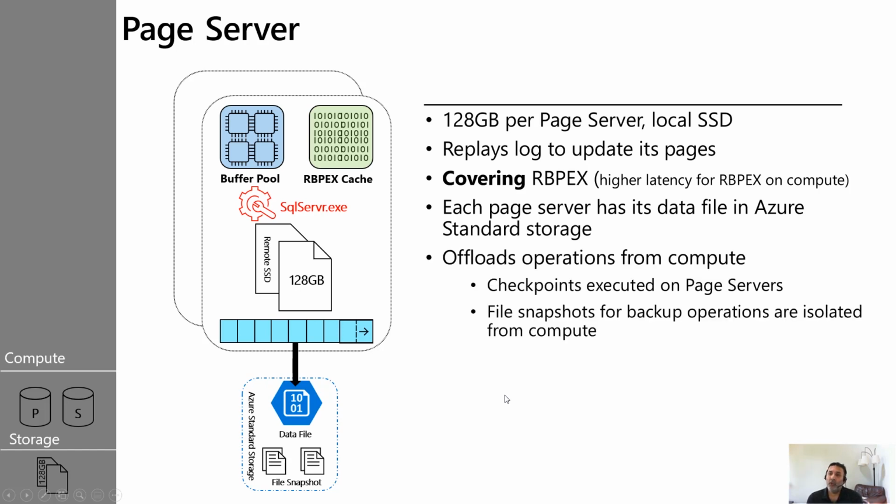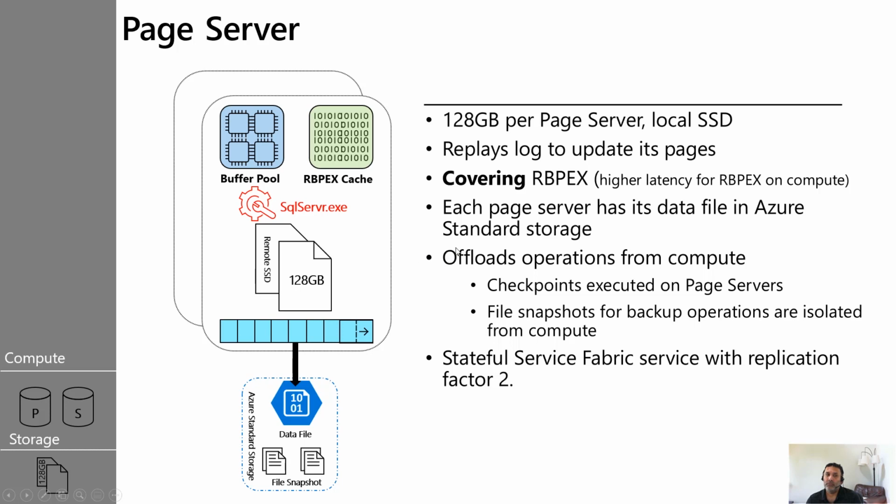The page server offloads some of these computations such as checkpoints. Checkpoints are executed on page servers, not on compute, because the compute does not write to page servers directly. Similarly, backups are done with file snapshots of the files on Azure Standard Storage. The page server is a service fabric application with a replication factor of 2. What that means is each page server has a replica. So when we do things like patching, we'll spawn another replica and apply the bits and then fail over.